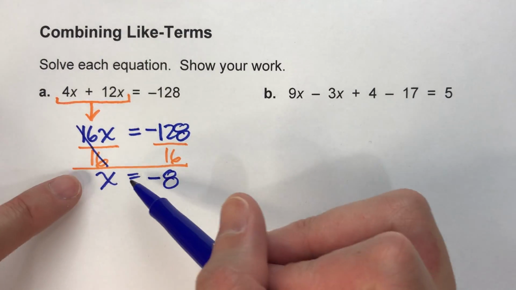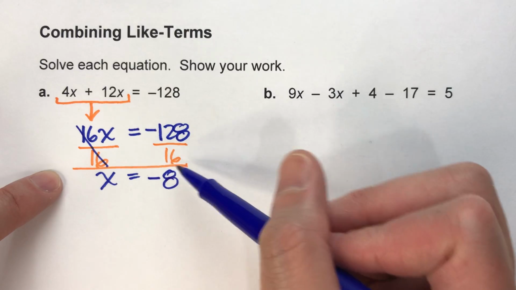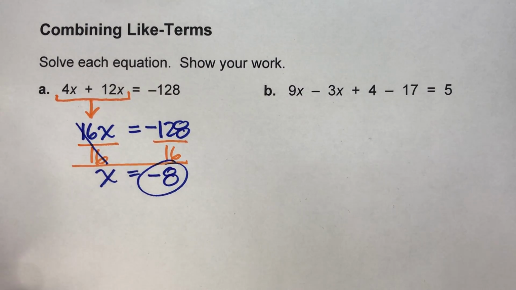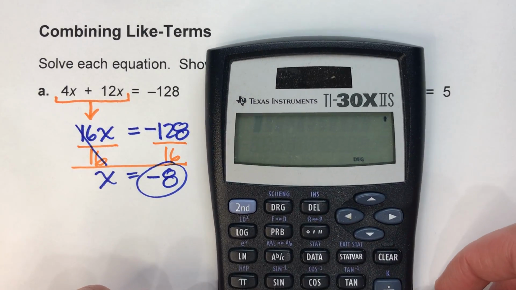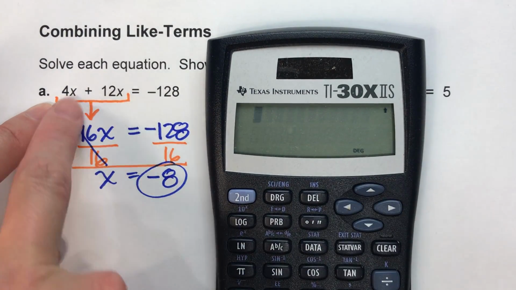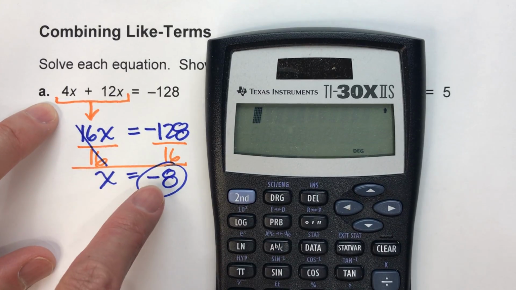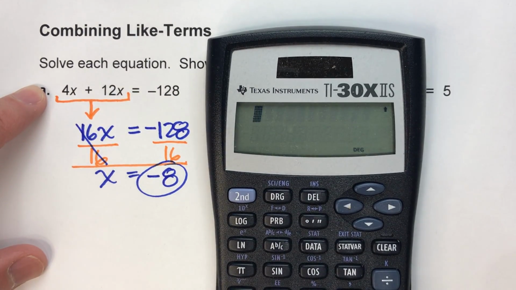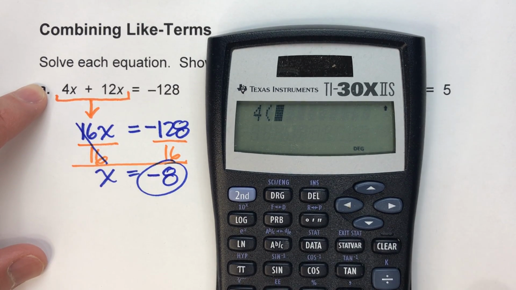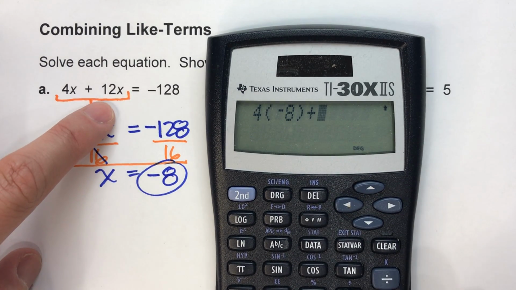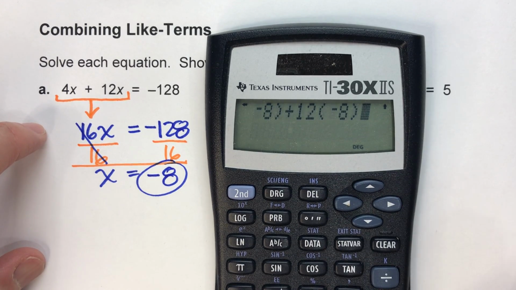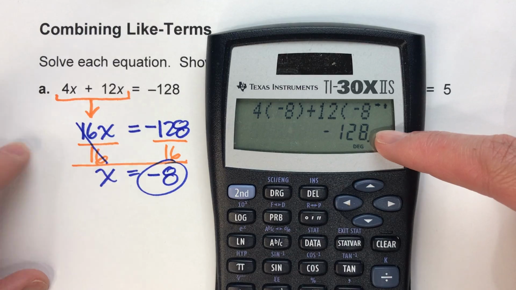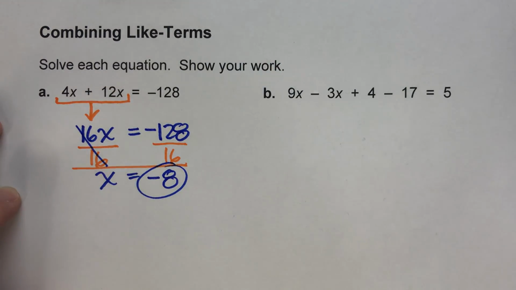And notice we have a statement of x equals negative 8, so we're done. x must be negative 8. All right, and with all algebra, if you wanted to check your answer, you could. I'll do it on the calculator, although you could do it in your head if you wanted to. All we have to do is put negative 8 in for x and see if this side of the equation really does equal negative 128. So let's see. 4 times negative 8 plus 12 times negative 8. And let's see if that equals negative 128. And it does. So we're good. So we know negative 8 must be the right answer.